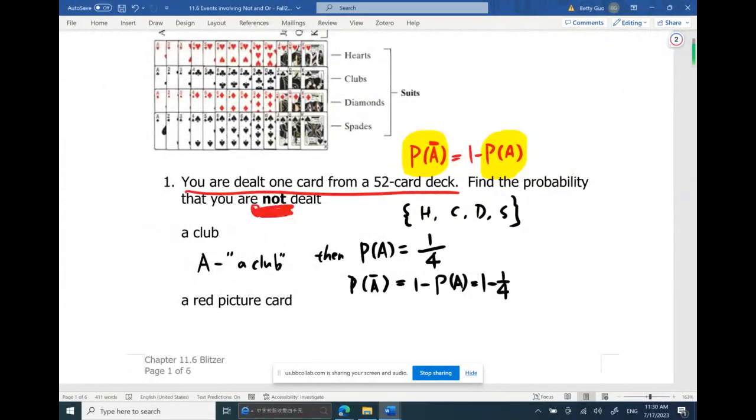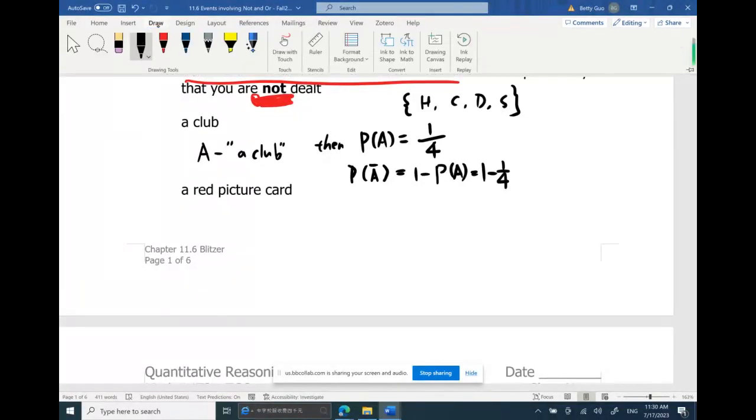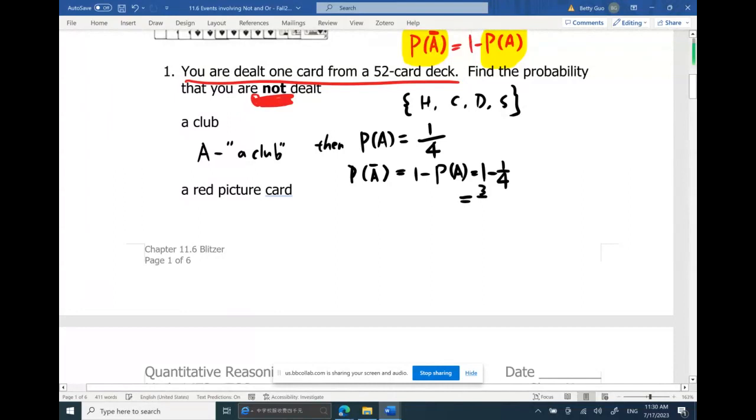3/4. I apologize again because my surface is broken. It doesn't really let me, certain part of the board doesn't really let me write anything. So 3/4, 75%.